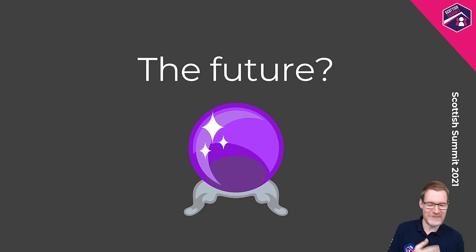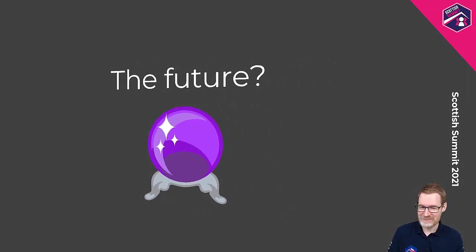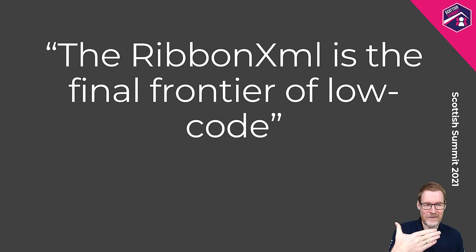Because you can see I'm segueing into the future. We've covered the past, where it's come from, the 8-bit graphics of CRM3, well, in my screenshot anyway, into the future, and this final frontier. I missed an opportunity. I could put a Star Trek image up here, shouldn't I? Maybe Picard or Kirk or someone. But the final frontier of low code is this RibbonXml.